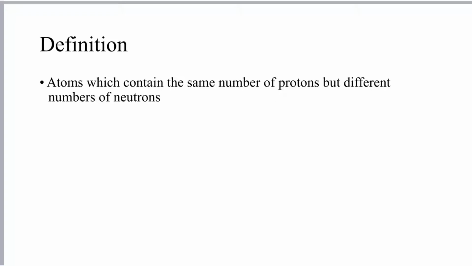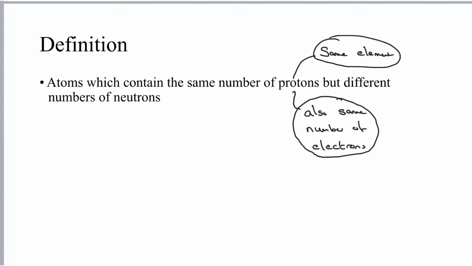So a definition. Isotopes are atoms which contain the same number of protons but different numbers of neutrons. So if they contain the same number of protons, they've got to be the same element because it's the number of protons that determines what element we've got. Now remember, atoms don't have an electrical charge, so they've got to have the same number of electrons and protons.